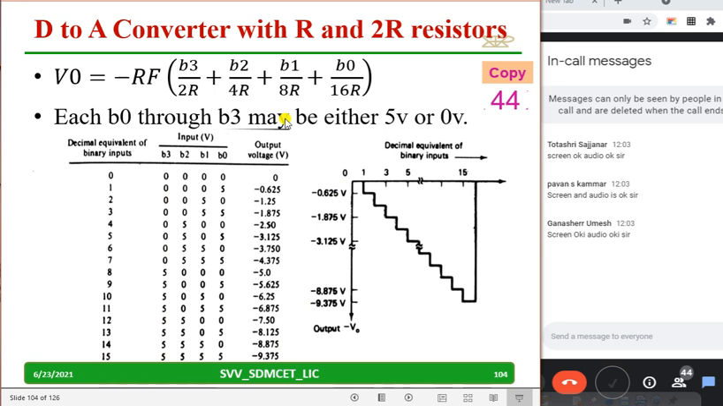Actually, you are supposed to do this experiment in the lab. So that time you are supposed to calculate by filling in the values. This is 0, 1 or 5 volt. So you will calculate manually, and practically you will observe and compare practical values with the theoretical values whatever you have calculated. You are supposed to conduct this experiment in this particular semester.